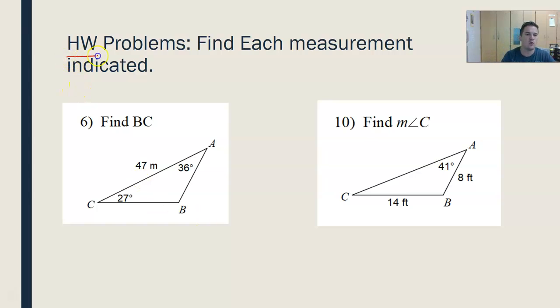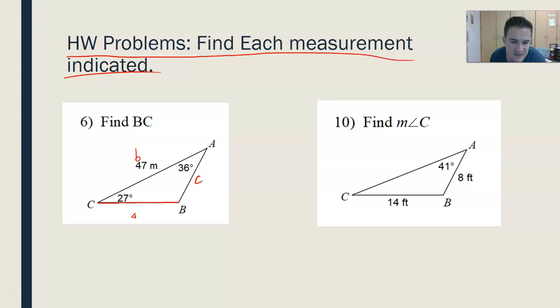So in your homework, it says find each measurement indicated. This problem right here is number 6 off your homework. It says find BC. So we're going to find this side right here. I'm going to go ahead and label these sides according to their angles. So this is angle A, B, C. So this is side A, side B, and side C.